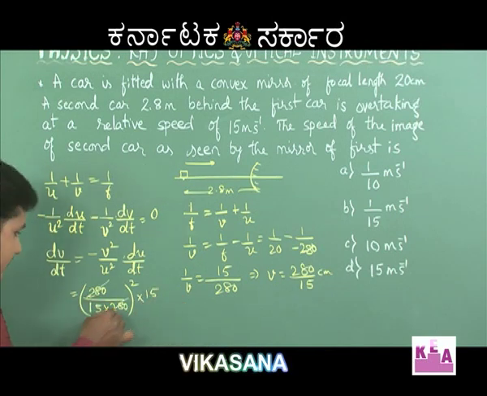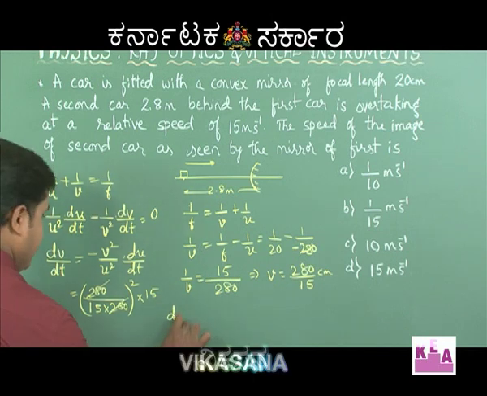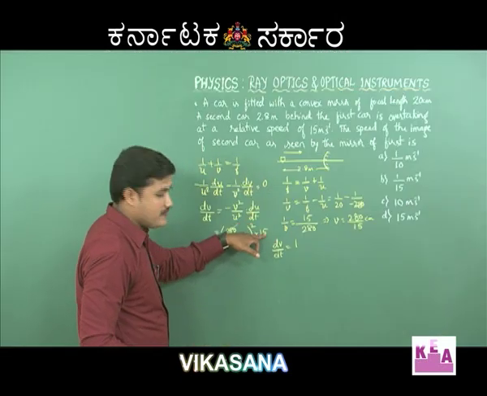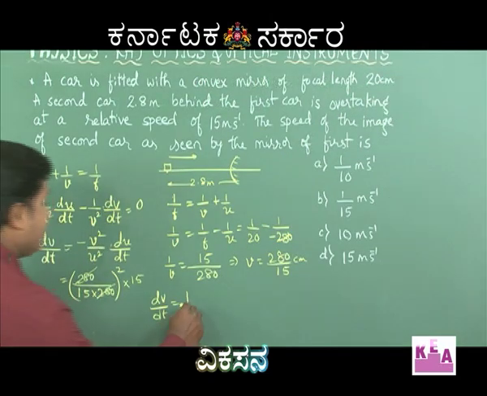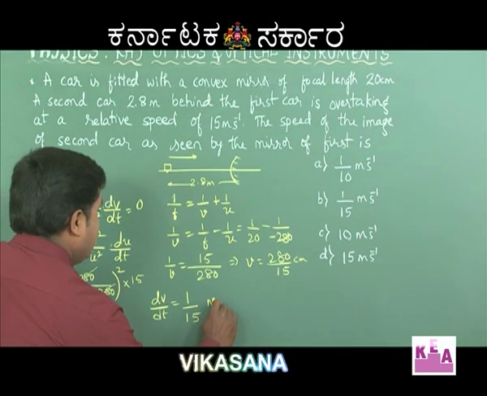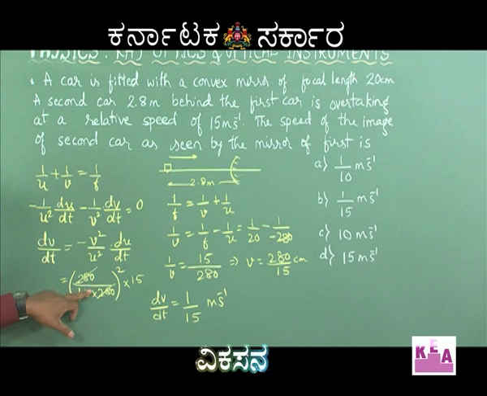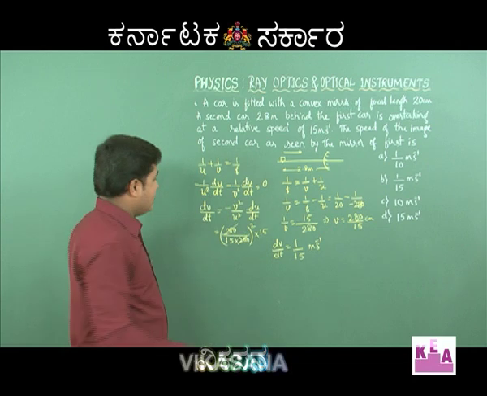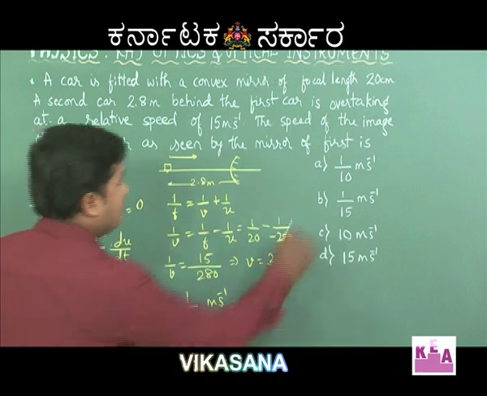Look at this, 280 gets cancelled, and you are left with 1 over 15 whole square into 15. Therefore, dv by dt is 1 by 15 whole square into 15. One 15 gets cancelled, the other 15 remains in the denominator. It is 1 by 15 in meter per second, because u is in centimeter and v also is in centimeter. Both u and v are in the same units, so they get cancelled. You are left with the unit of speed of the object, that is meter per second. Therefore, the image speed is 1 over 15 meter per second. I think option B is the correct answer.